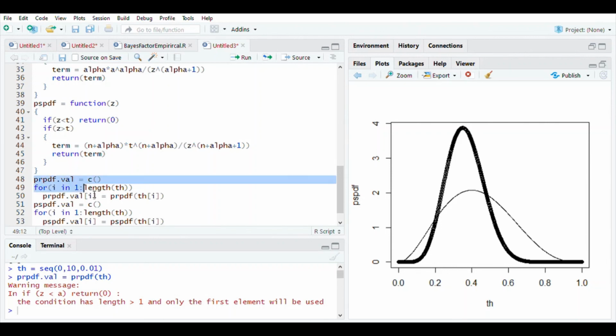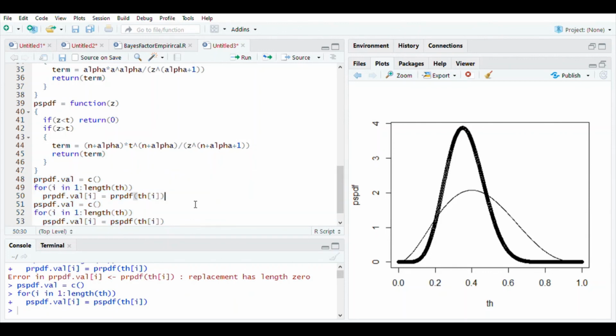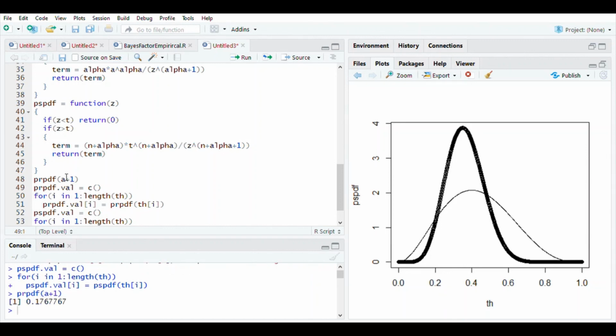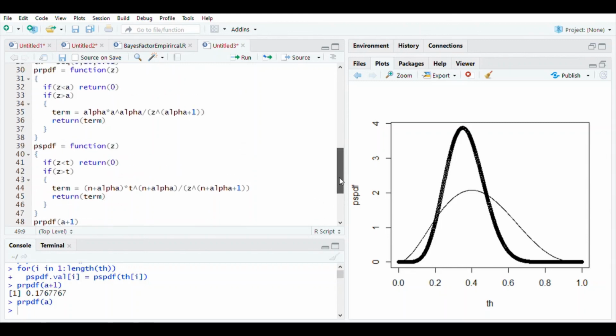So now let us run this. Again I am running. Oh, replacement has length 0. Something is definitely wrong. So let us see whether the functions are giving the correct value or not. So PR PDF at point a plus 1. Let us see. Okay. Now PR PDF at point a. Nothing happened. It should return 0, no? It should return 0. So let us see what went wrong there.